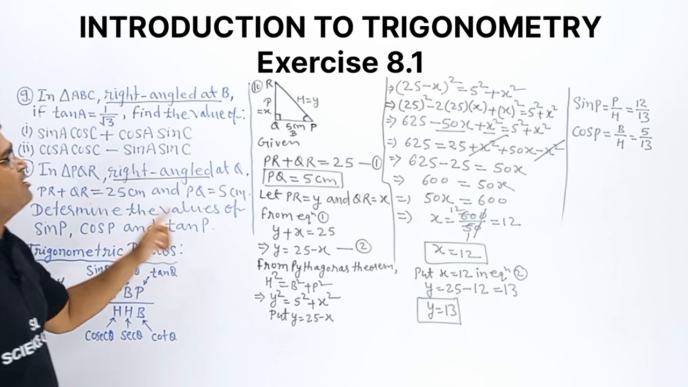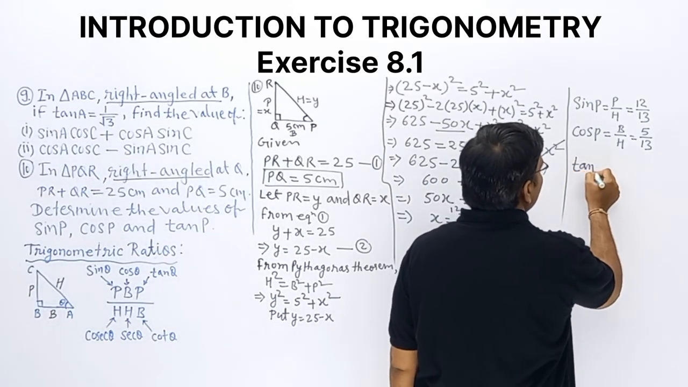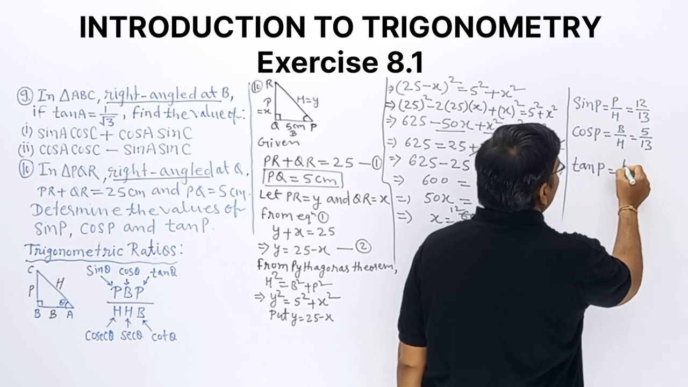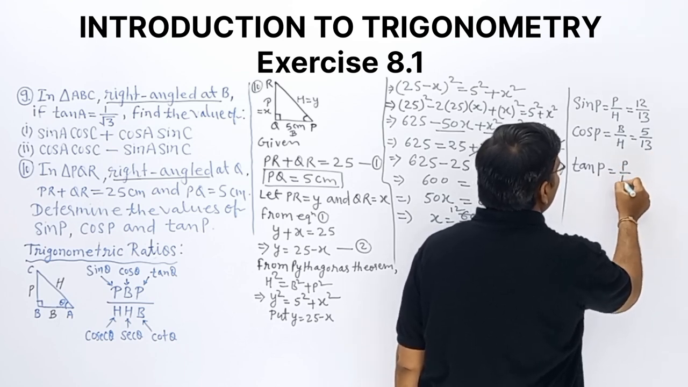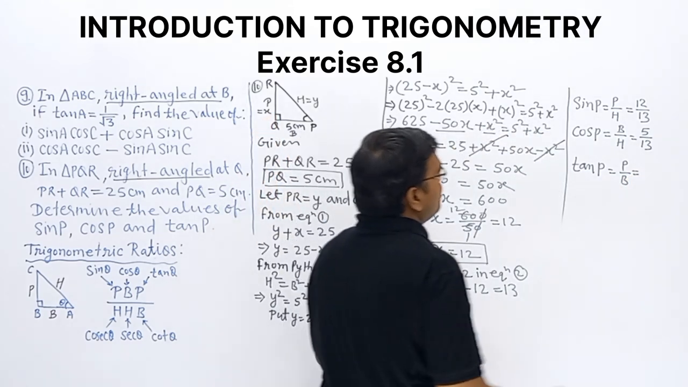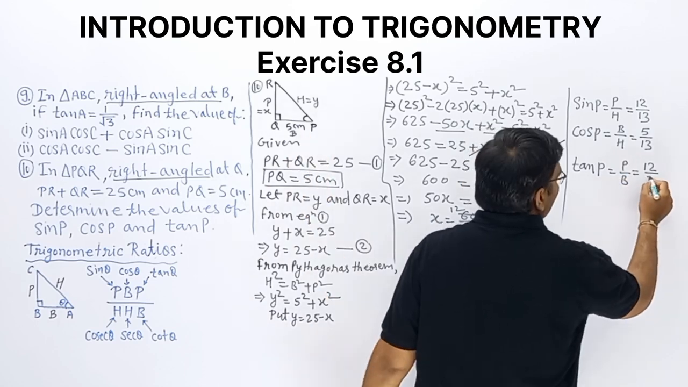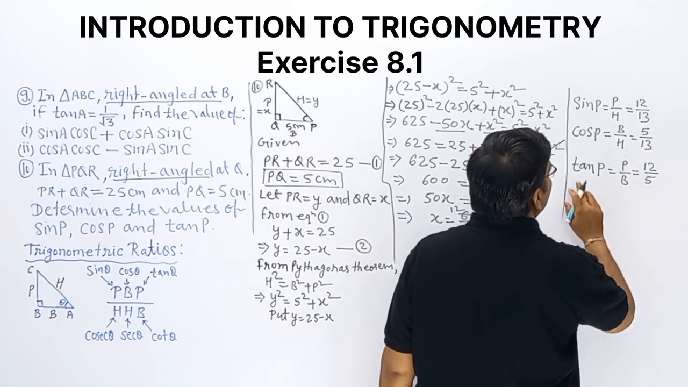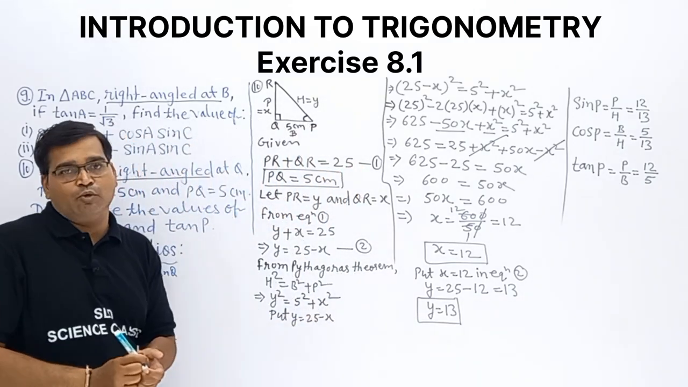Now last one, tangent P we want. So what will be the value of tangent P? Tangent P will be equal to perpendicular upon base. So what is the perpendicular? Perpendicular is x. X value is 12, upon base, which is 5. So we are putting 5 there. So we have tangent P equal to 12 upon 5. So in this way we obtain all the ratios.